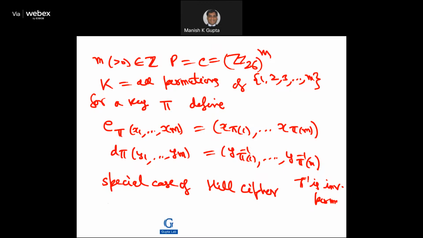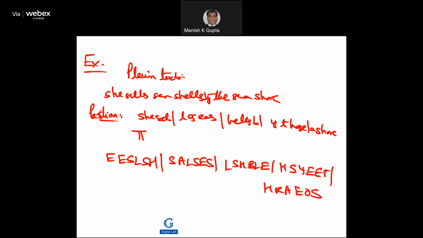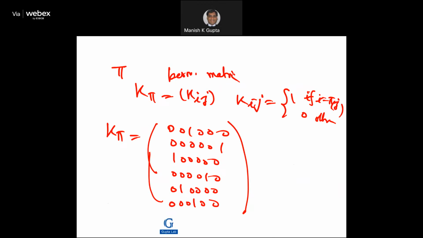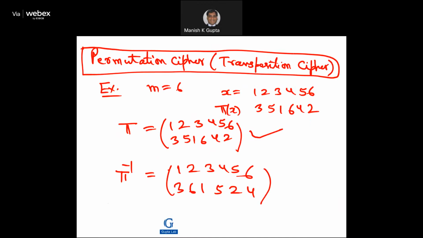I will give you an example in this case. What happens here? If the plain text is this, you divide it into blocks and apply the permutation pi. The bigger letters are the encrypted text, and that is the plain text, right? So we are just applying the permutation pi in blocks. Here is the permutation matrix, so we are talking about this permutation.